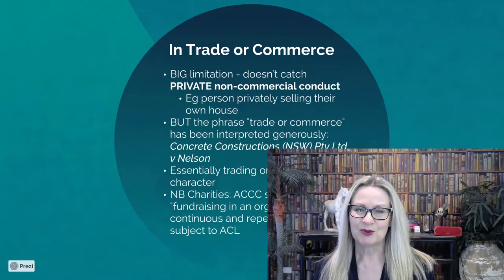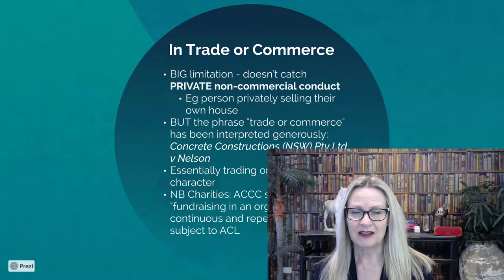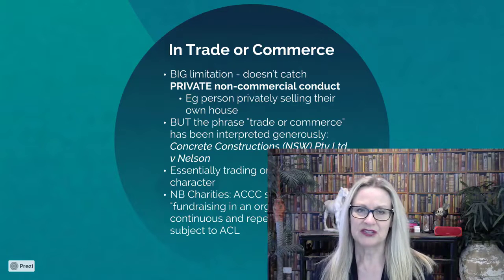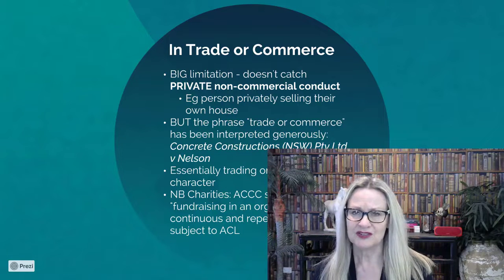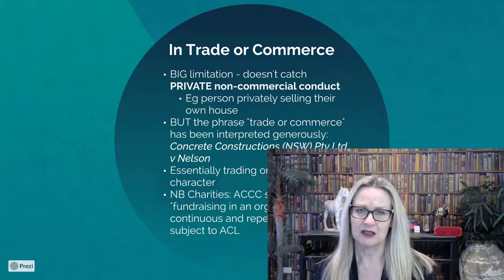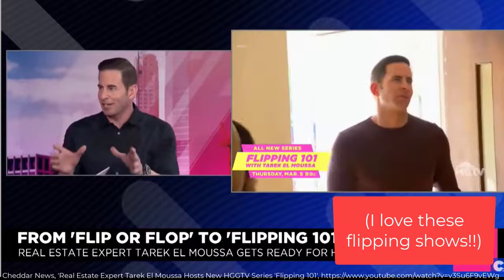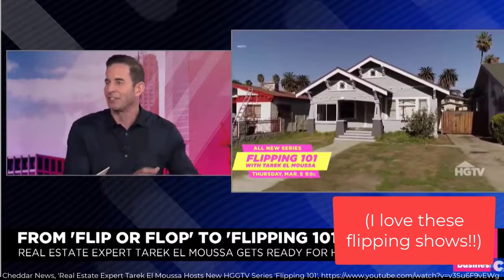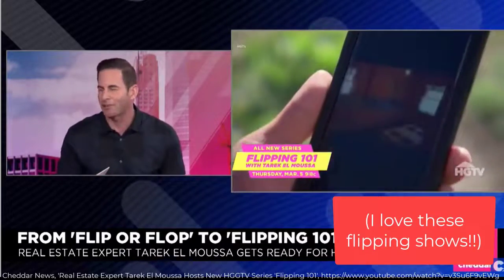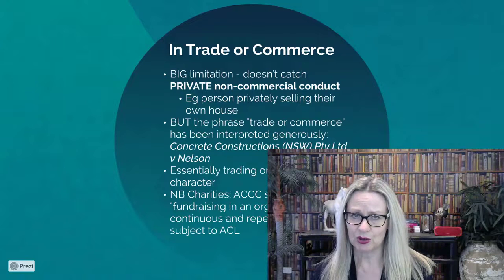The next element or requirement is that the person's conduct be in trade or commerce, and this is the big limitation that I mentioned previously. So, for example, the legislation won't bite on conduct such as a little person selling their own private residence in a private capacity. So it might catch somebody that flipped houses for a living, for a business, obviously, because that's in trade or commerce. You're buying a house, you're making it look nicer, and you're selling it for more. Like, that is what you have to remember. But someone just privately selling their home, no.